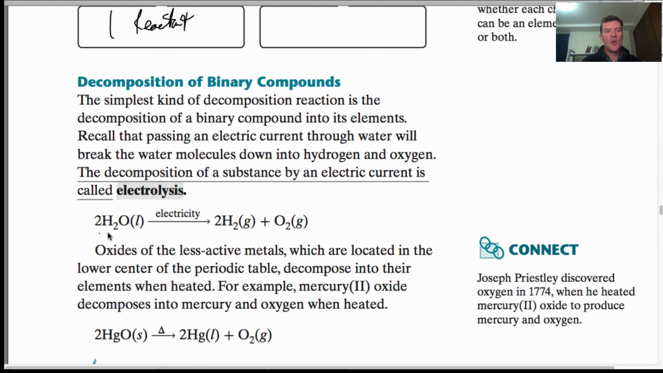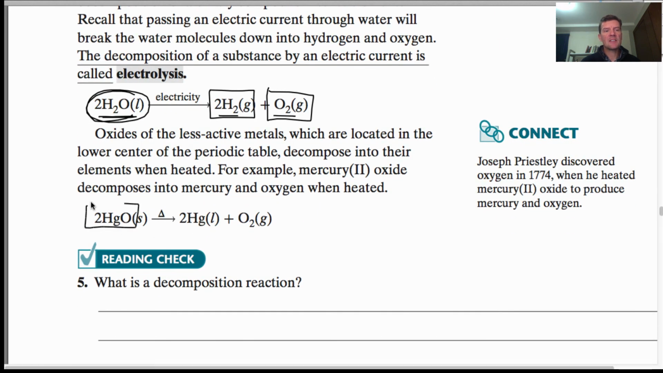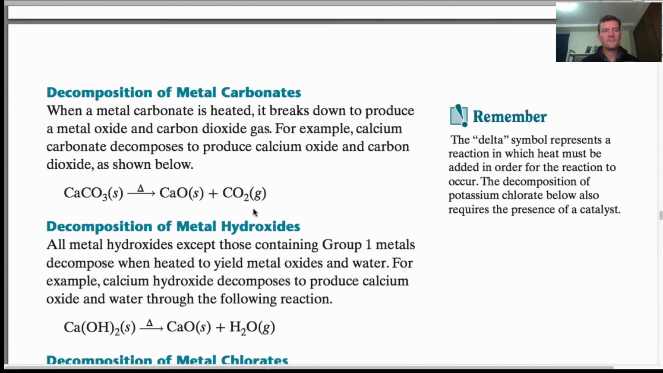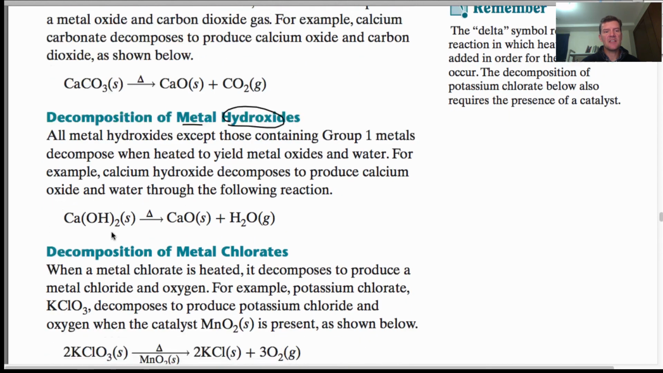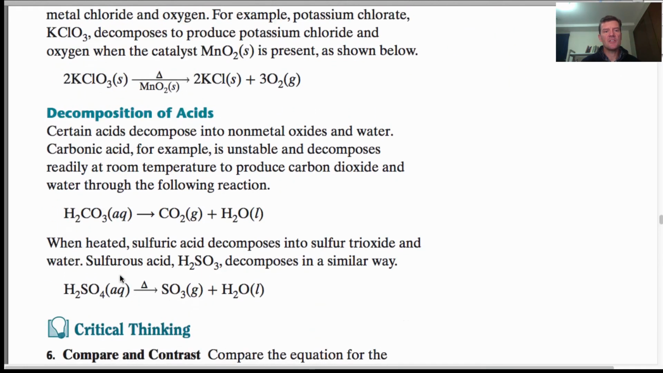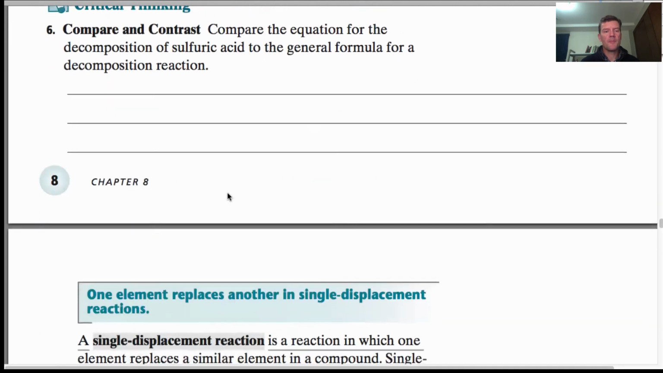Here's some examples. Water can break apart into hydrogen and oxygen gas. That is a decomposition. One reactant breaking apart into 2 or more products. Okay? Here we have mercury oxide breaking apart into mercury and oxygen. And now there are a bunch of examples here. Here's the decomposition of metals that have carbonate in them. Here's decomposition of metals that have hydroxide in them. I'll give you some examples, okay? These are all decomposition. You can see one is breaking into two or more, okay?